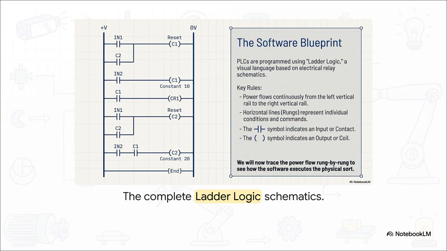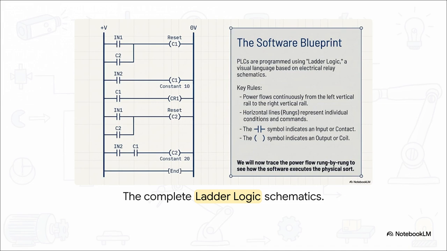Now, what's really fascinating here is seeing exactly how the logic executes our physical sort. We can literally trace it rung by rung. Take a look at the second rung. Every time IN2, the item sensor, pulses, it increments counter C1. Move down to the next rung. When C1 reaches its constant of 10, that contact closes, allowing power to flow straight to output CR1. That energizes the solenoid and switches the flap.